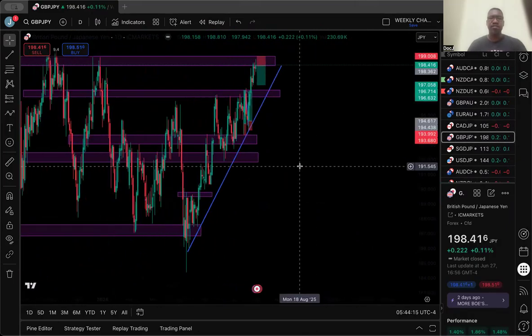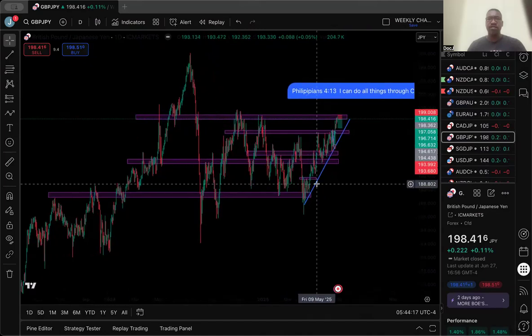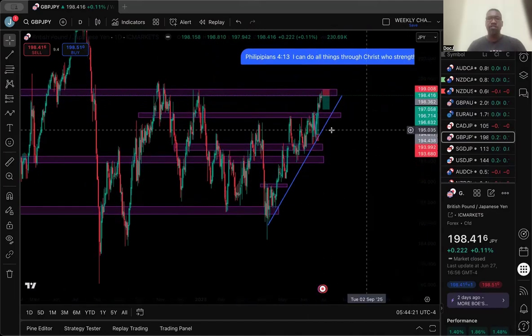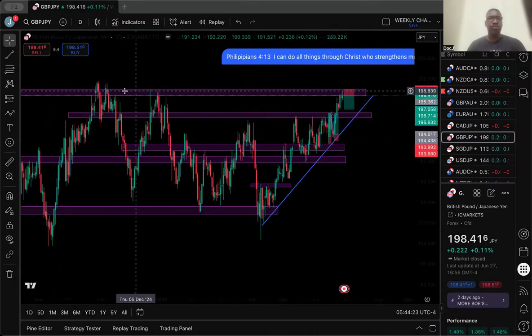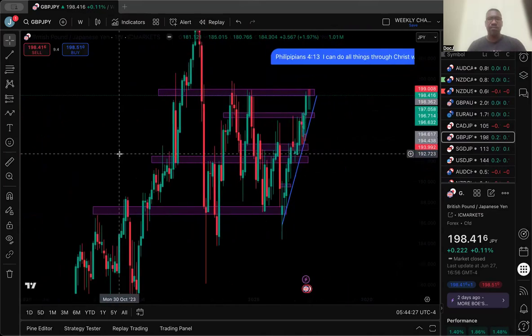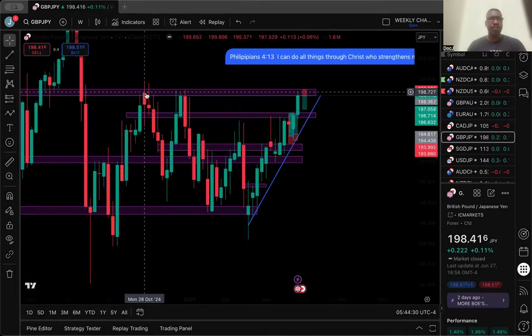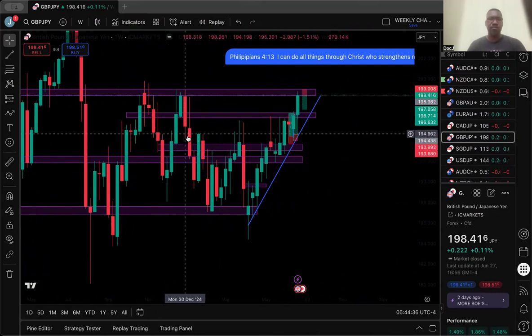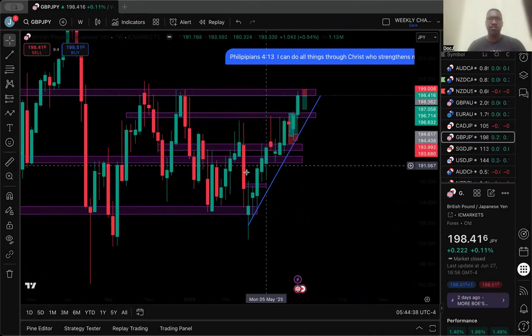GBP JPY, we expect sells here again, but this here would be a counter trend trade because price is in an uptrend at this point, but it's at a daily/weekly high. And as you would notice, the last 2 times price came to this point, we had a massive sell-off. So I'm expecting a sell-off once again.